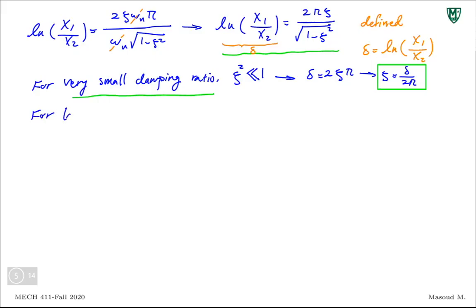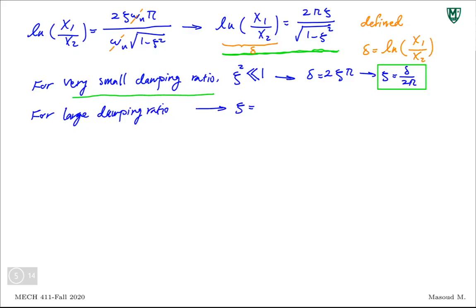Now for large damping ratio, or large damping, you can't make this assumption anymore. So what you have to do is go to this equation here, this one, and take zeta out. I won't go into details, but you square both sides, you get zeta squared out of the square root, and you end up with a second order, quadratic equation for zeta, and from there you can find zeta.